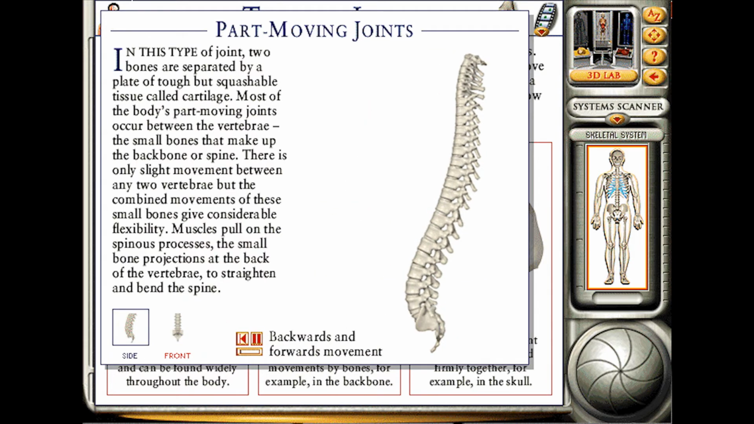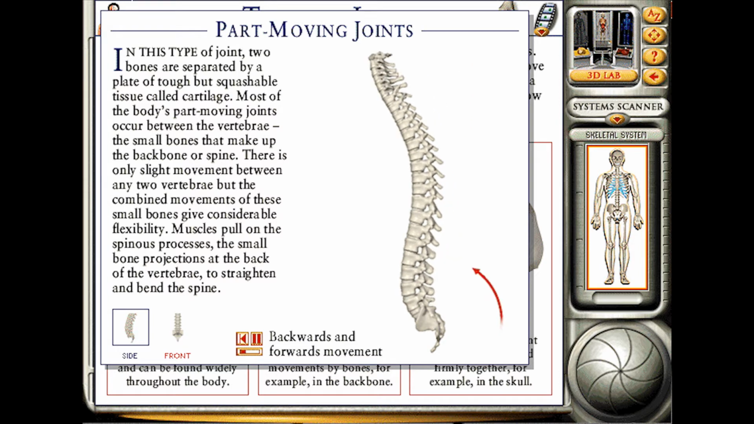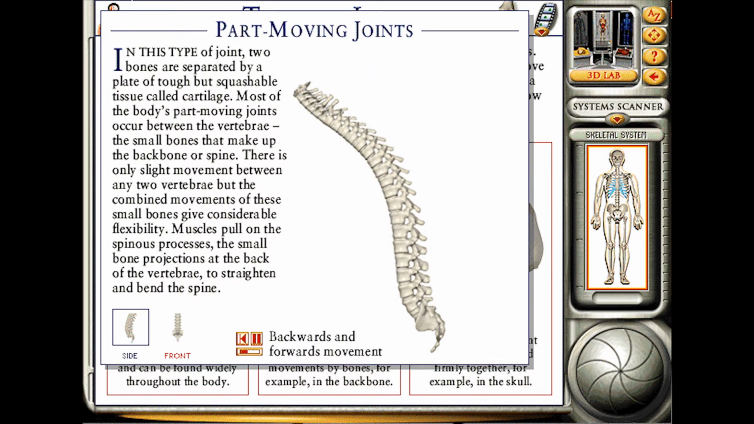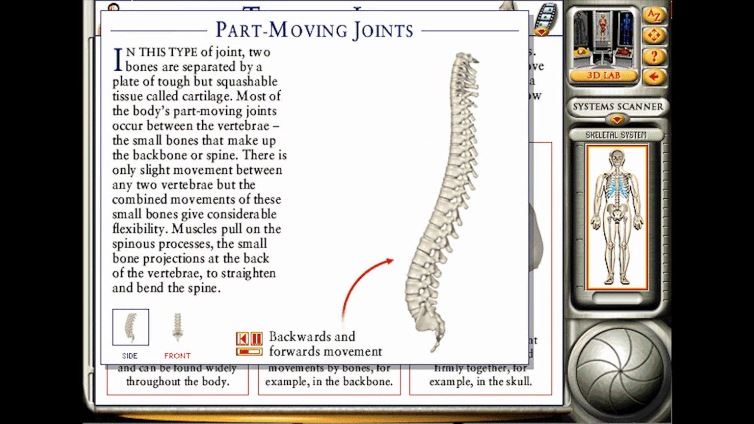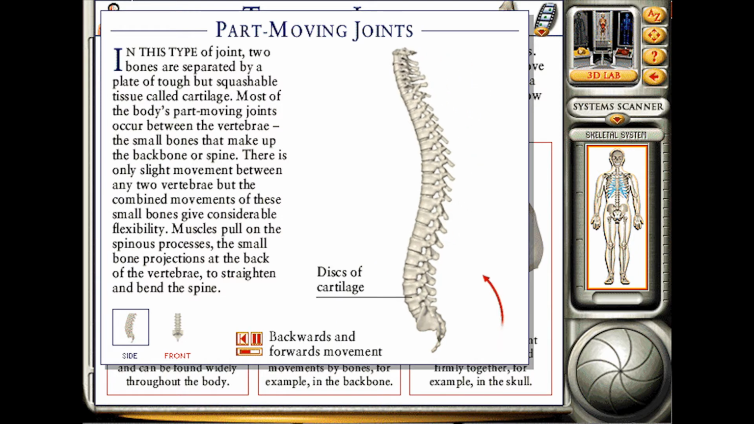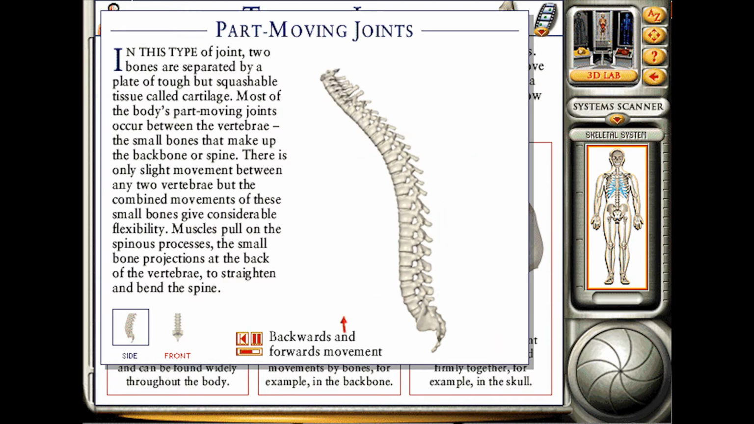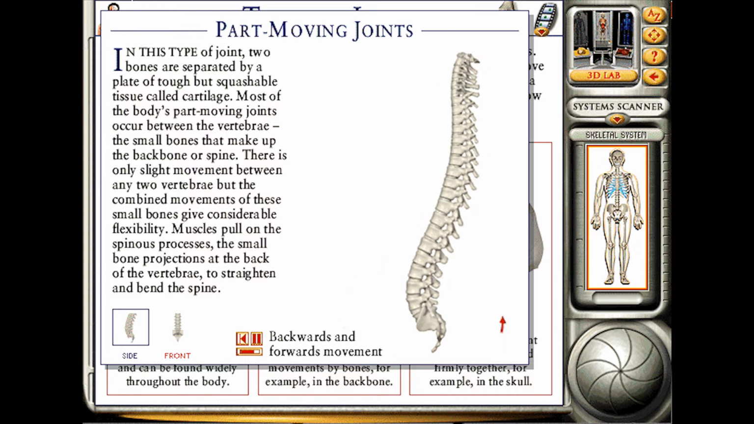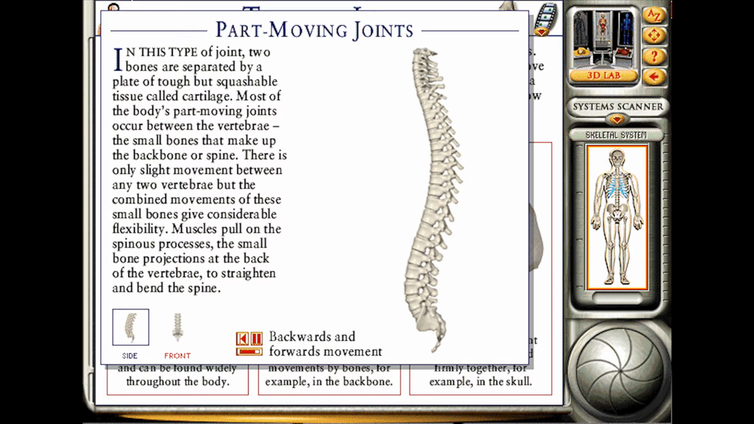As you bend backwards, your muscles pull on the small pieces of bone that stick out at the back of the spine. As you bend forwards, these muscles relax. During both movements, each disc of cartilage in the backbone's joints is squashed, allowing backward or forward movement. The muscles at the back of your spine pull to keep you standing upright.